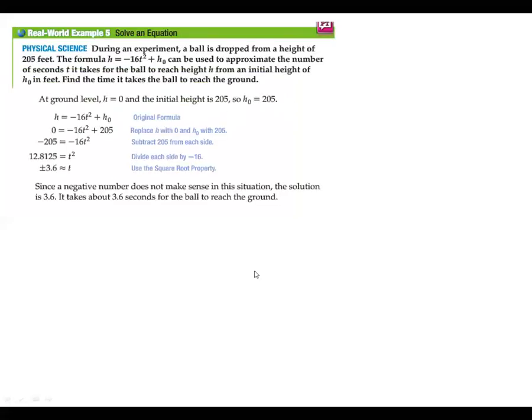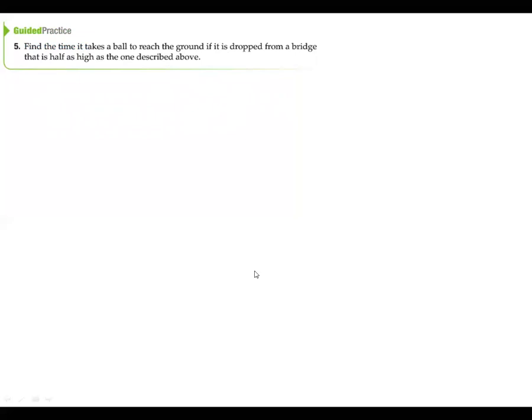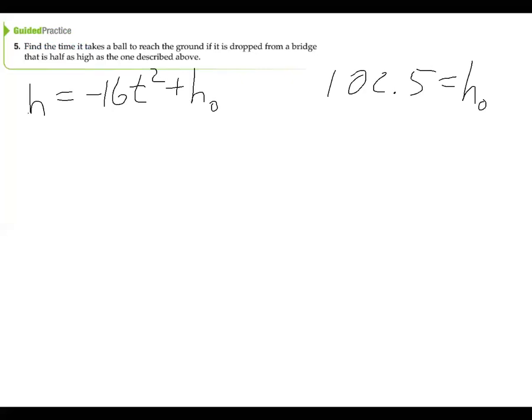Okay, we're back. Find the time it takes the ball to reach the ground if it's dropped from a bridge that is half as high as the one described above. Well, if this one's 205 feet, half of that would be 102.5. That's going to be our h naught. So you would have h equals negative 16 t squared plus h naught.